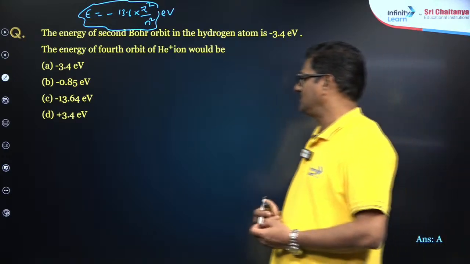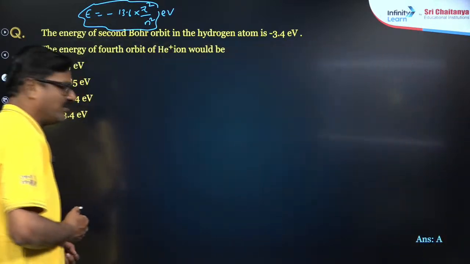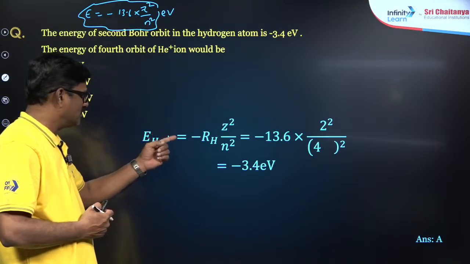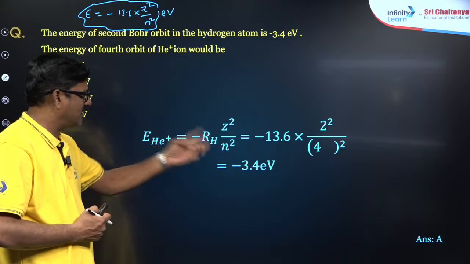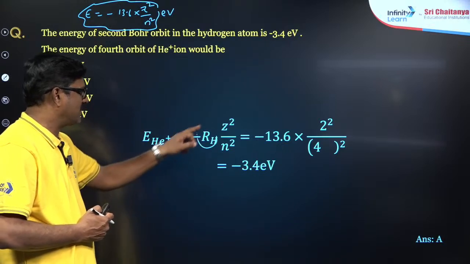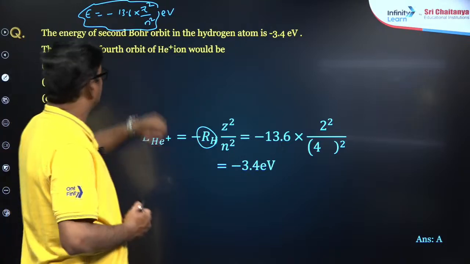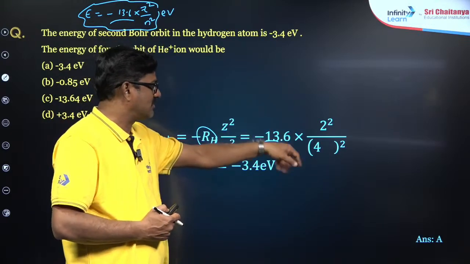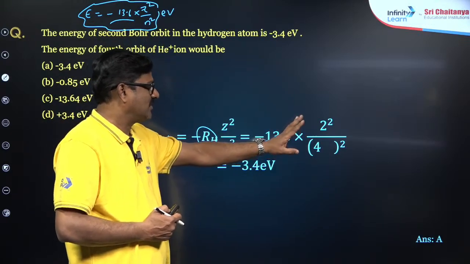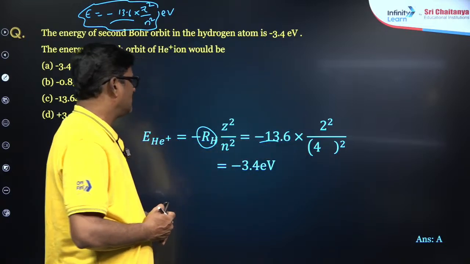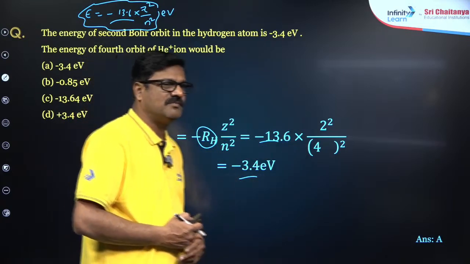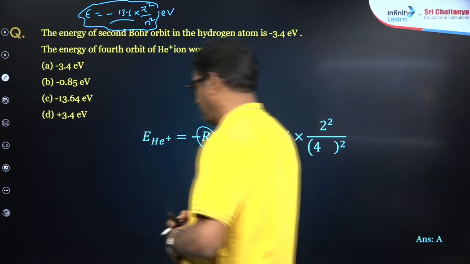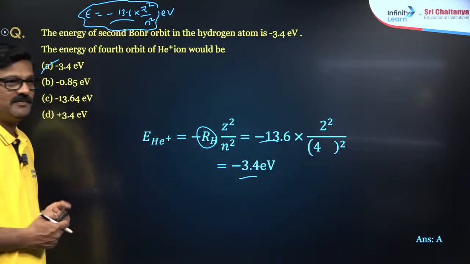Now the answer is going to be 3.4. How? Now we are going to get energy of helium plus is equal to minus RH Z square by n square. So it is -13.6, and we know this is 13.6 into Z square by n square. So 2 square by 4 square. On doing so it is coming to be -3.4 electron volt only. So my answer is going to be A. Okay?